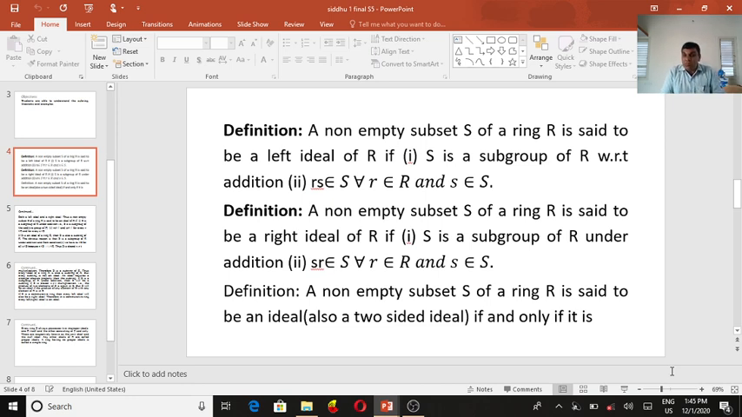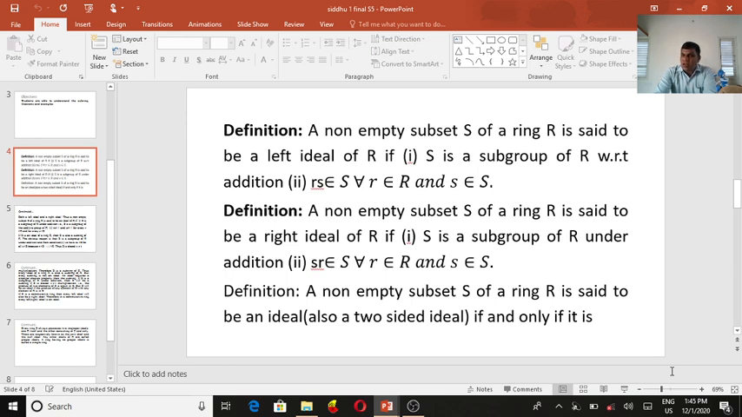First, an ideal must be a subring of R with respect to addition. Then r times s belongs to S, for r belonging to R and s belonging to S. Here r is an element of the ring R, and s is an element of the subset S. When an element of R is multiplied on the left-hand side of an element of the subset, we get a left ideal. It is called a left ideal.